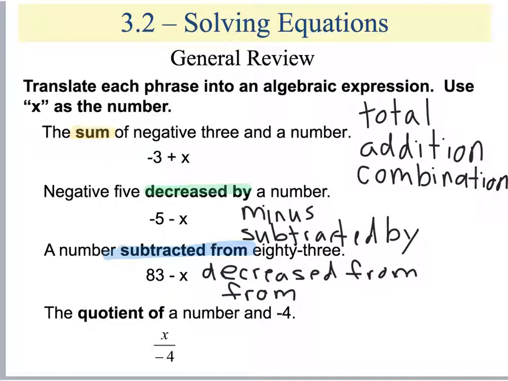This last one that we have down here is the quotient. Oh, I didn't mean to do that in pen. Let's try this again. The quotient of a number and 4. There's a couple examples of our phrases and algebraic expressions and how they would be related to each other.